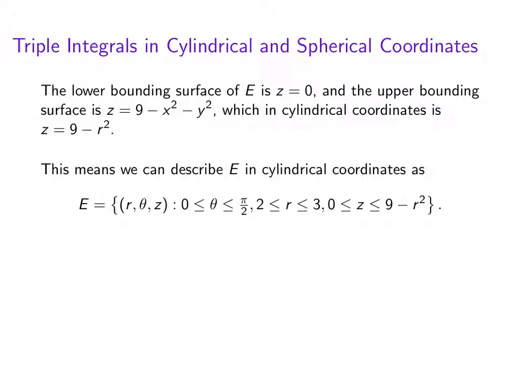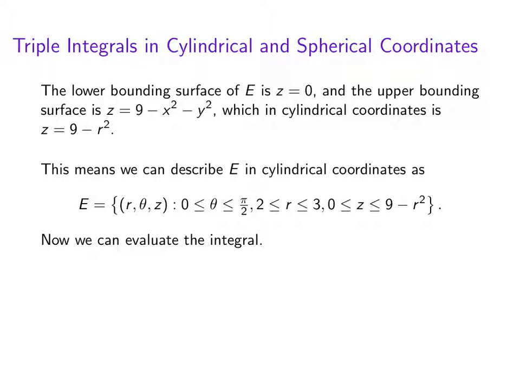That means we can nicely describe E, the solid region, in cylindrical coordinates like this. It's the set of all points (r, theta, z), where theta goes between 0 and pi over 2, r goes between 2 and 3, and z goes between 0 and 9 minus r squared.